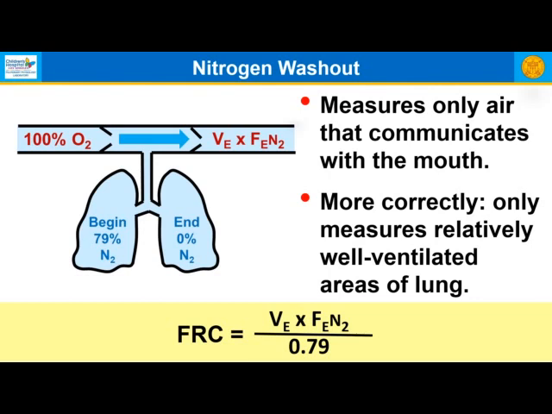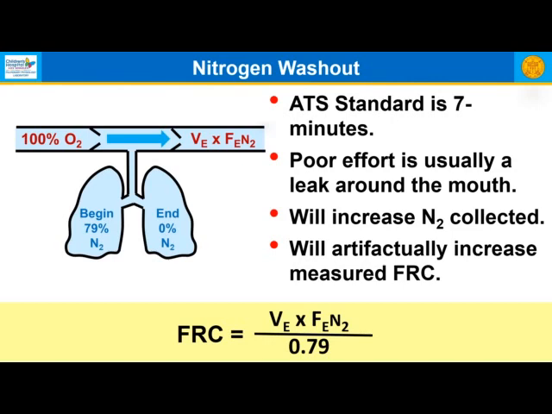of lung. The standard is 7 minutes, so poor effort is usually associated with a leak around the mouth, and this will increase the nitrogen collected and artificially increase the measured FRC.